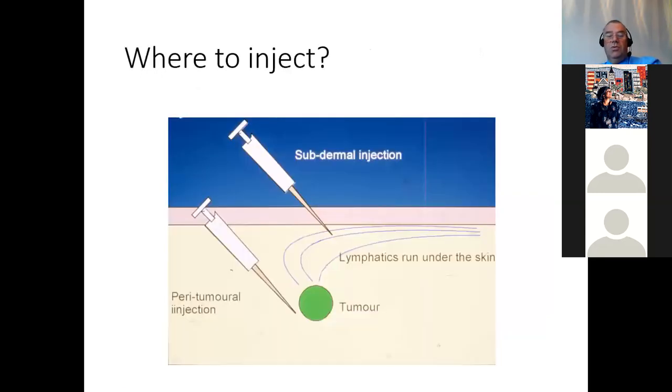So where to inject? Well, there are two types of injections you can do. Subdermal injection, which obviously for melanoma, they're all subdermal, or you can do peritumoral for breast or some other deep tumors. Most people use the subdermal because it's a lot quicker. And even in breast, you don't need to be that precise. You can even get away with an areola injection in the quadrant where the tumor is, because all the lymphatics head straight to the skin and under the skin. So you don't even need to inject over the actual tumor.